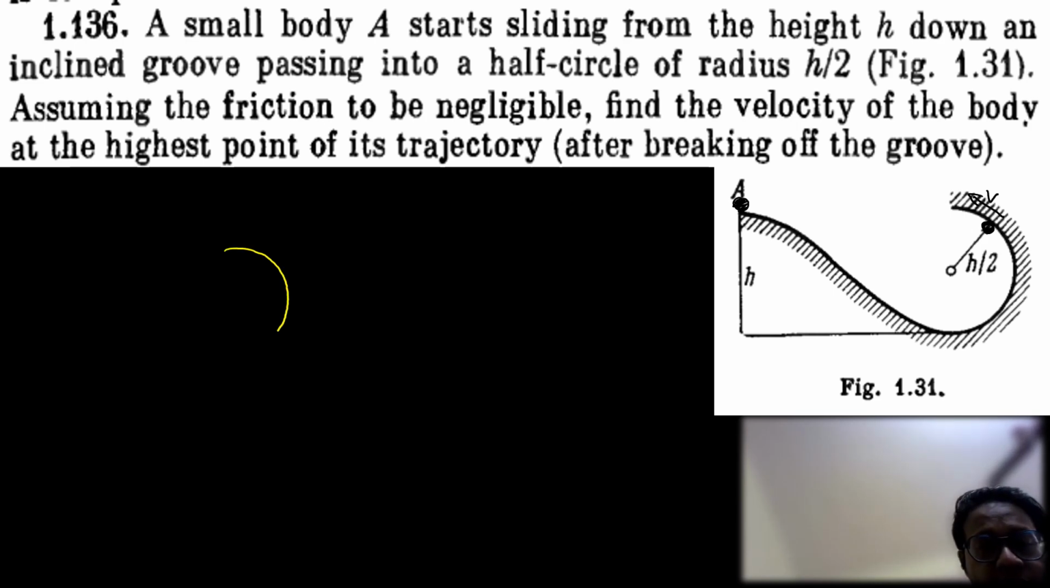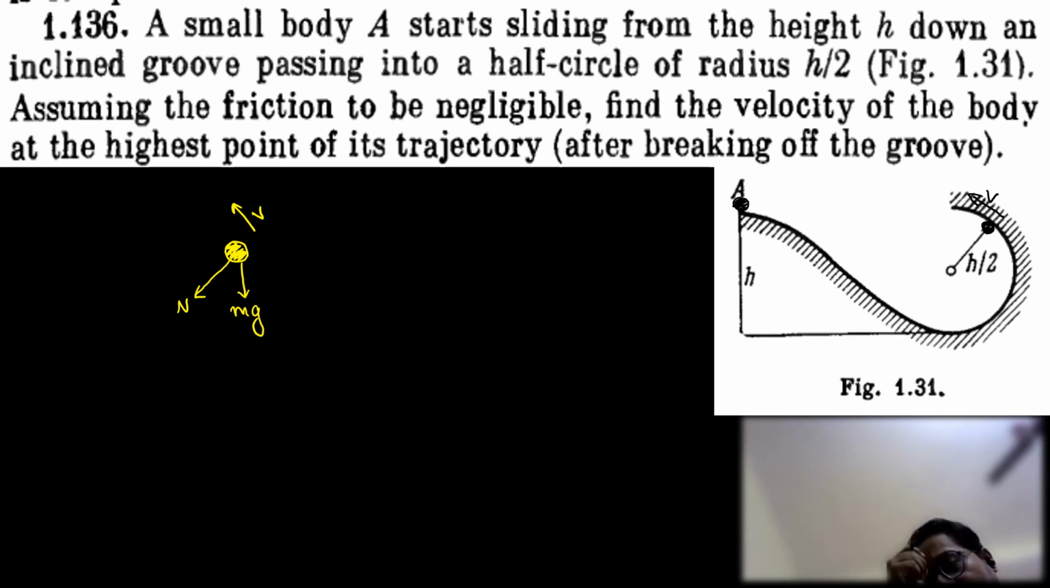So this is the circular arc. Acha, instead of drawing the arc, let me just draw the ball. Okay, this is the object. The normal contact force would be in this direction, along the radius. Let the velocity be v. Velocity is tangential to the semicircular arc. The radius is given as h by 2. Fair and fine. Okay, are there any other forces acting on this body? Yes, there is the gravity force mg acting on this body. Are there any other forces? No.